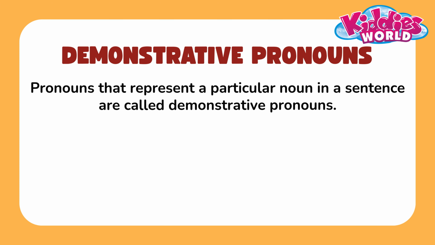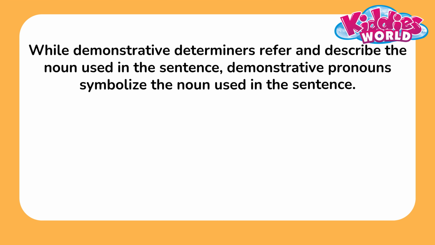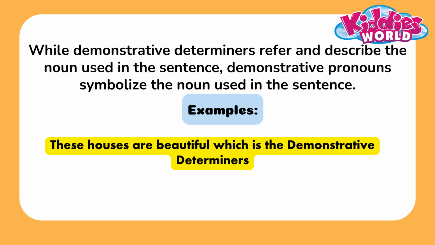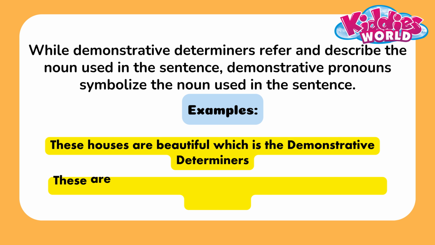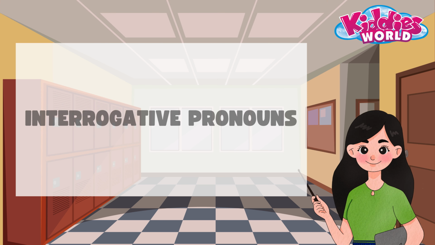Pronouns that represent a particular noun in a sentence are called demonstrative pronouns. Check the examples. While demonstrative determiners refer and describe the noun used in the sentence, demonstrative pronouns symbolize the noun used in the sentence. Examples: These houses are beautiful, which is demonstrative determiners. These are some fast houses, which is demonstrative pronouns.